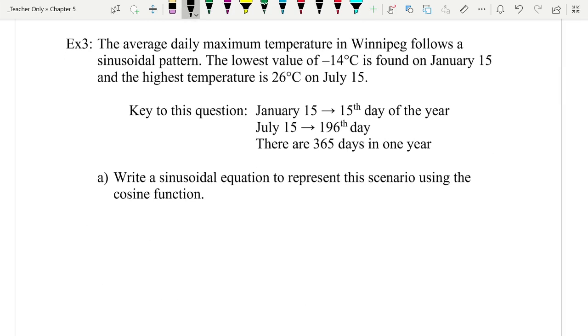The average daily maximum temperature in Winnipeg follows a sinusoidal pattern. The lowest value of negative 14 degrees Celsius is found on January the 15th, and the highest daily temperature is 26 degrees on July the 15th. We're going to say that, counting by days, January the 1st is when x is equal to 0. Which means that January 15th, which is the 15th day of the year, since the 1st is day 0, will be day 14. The 196th day will be day 195. And of course, there's 365 days in a year.